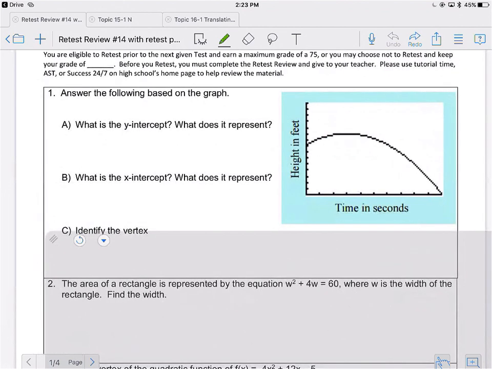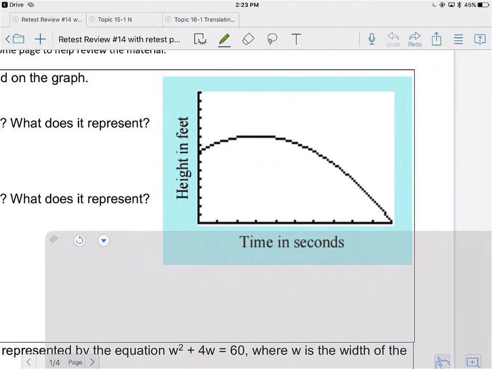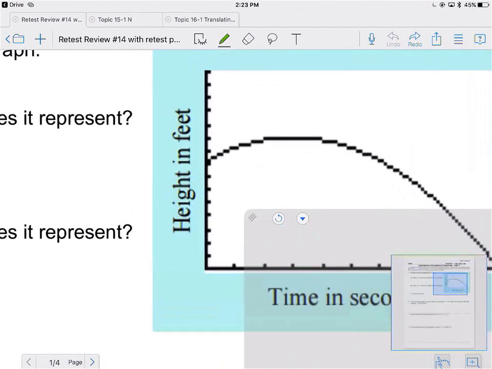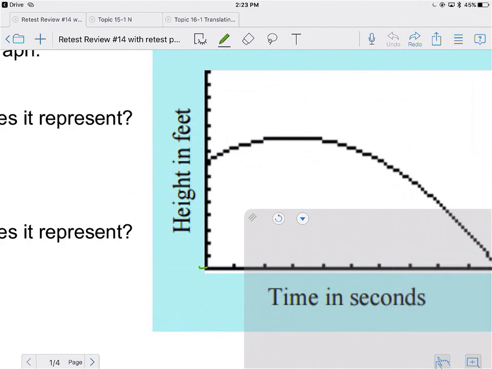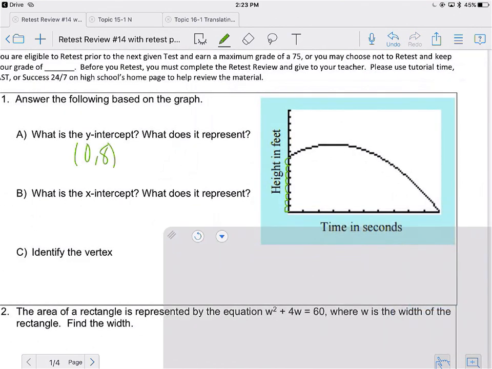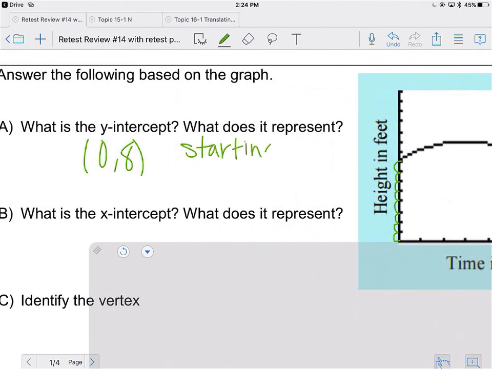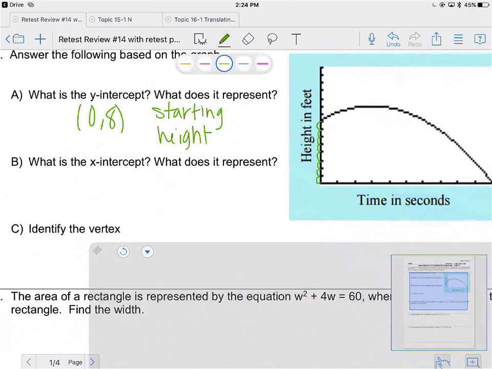So problem 1 asks us to answer the following based on the graph. First, it asks for the y-intercept and what does it represent. I'm just assuming that these are all in units of 1 unless they tell me differently. So my y-intercept would be 1, 2, 3, 4, 5, 6, 7, 8. And it would represent my starting height, because when time is 0, that's where you start.